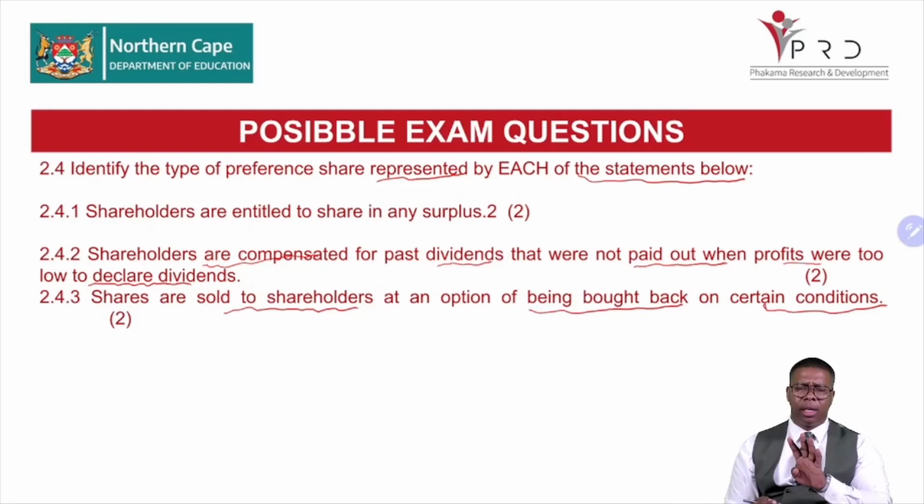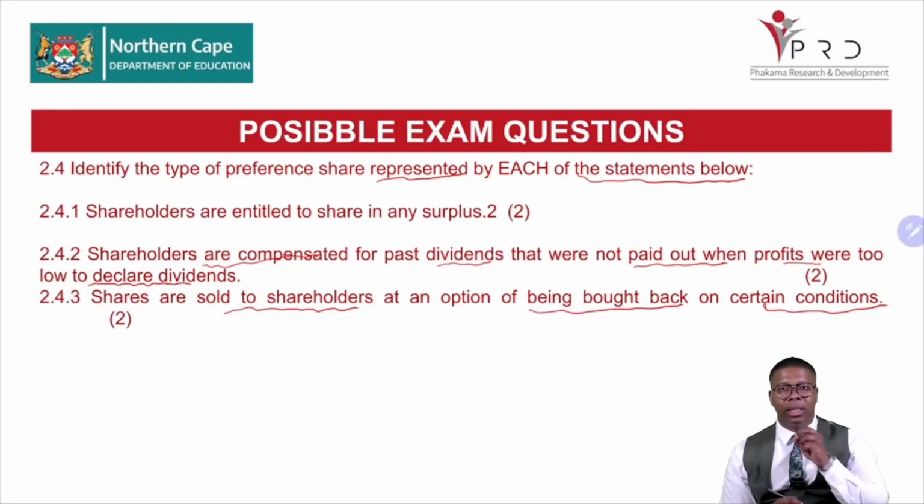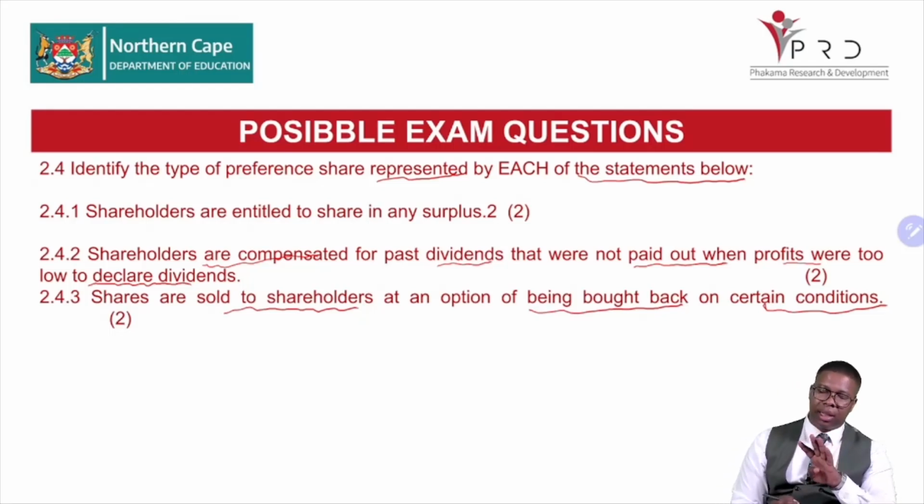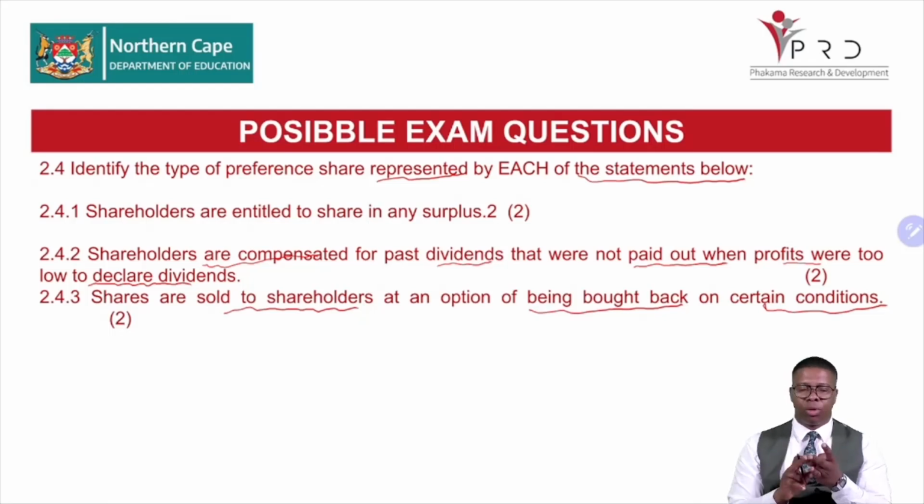Remember, you have 4 main types of preference shares. It would be participating, cumulative, redeemable, and convertible. Then what you do is just add non-participating, non-cumulative, non-convertible, and non-redeemable. Then you are done. You are in a position to identify. So meaning you have 8 types of preference shares, and you are expected to choose only 3. So you start by identifying the main ones, participating, cumulative, convertible, and redeemable. Then you check which one is participating and which one is none.